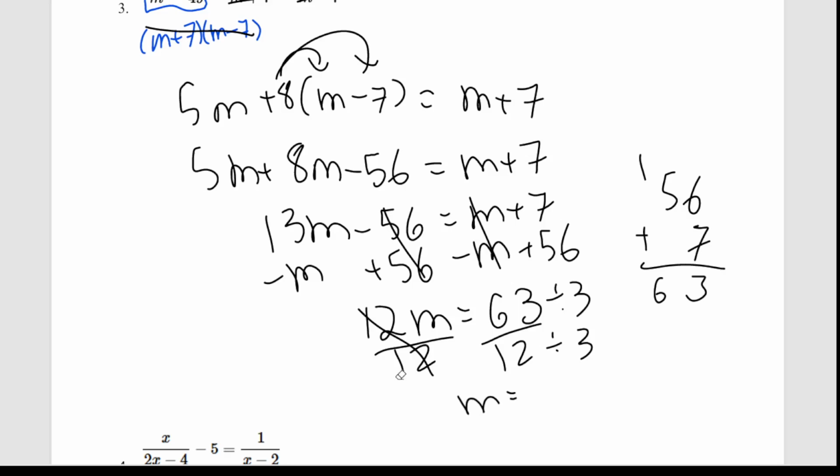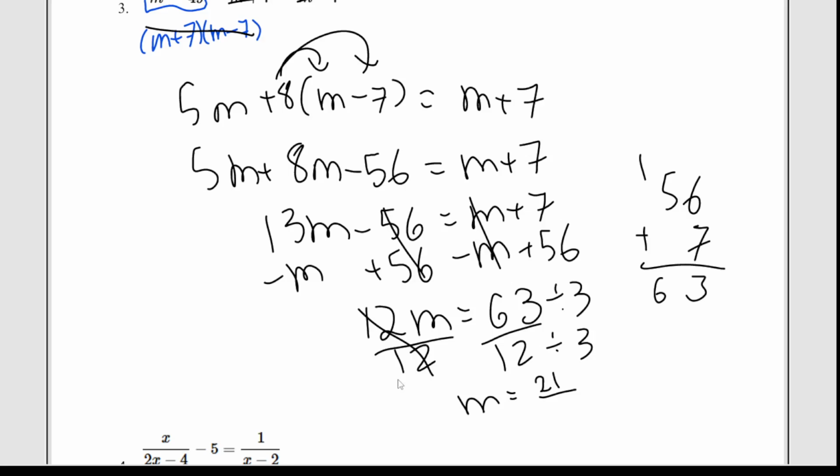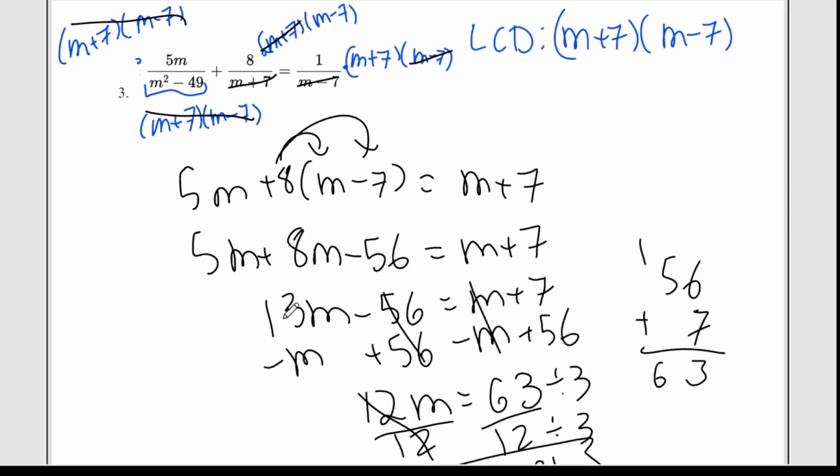Actually, 6 goes into... No, 6 does not go into both numbers, just 3. So 63 divided by 3, well, 60 divided by 3 would be 20, so 63 divided by 3 will be 21. 21 divided by 3 is 4. And that is our nice, beautiful final answer.